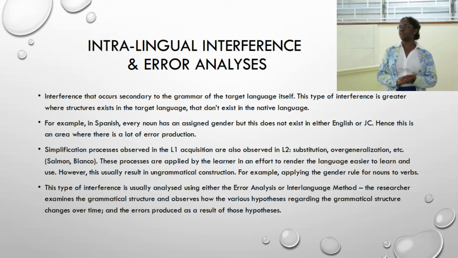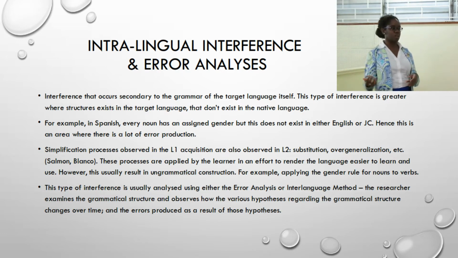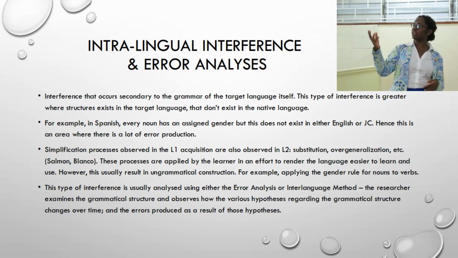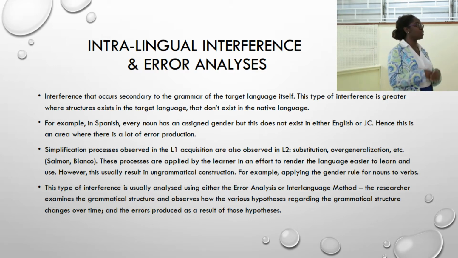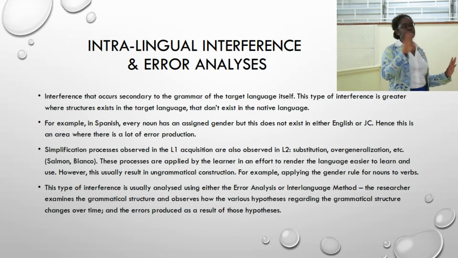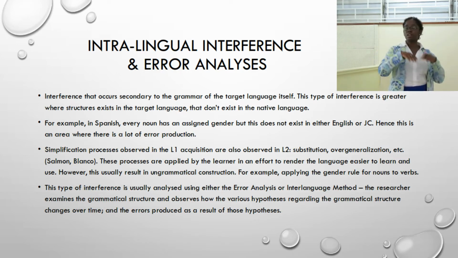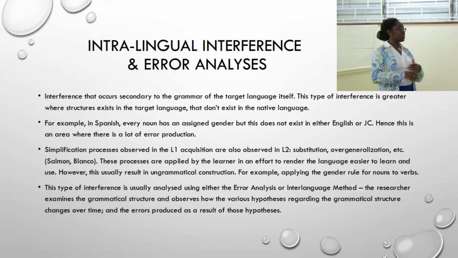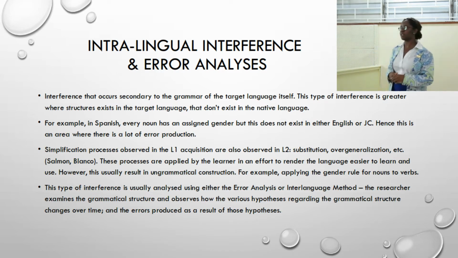So this type of interference is usually analyzed using error analysis or the interlanguage method. Basically, both of these look at the hypotheses that the learners form as they're acquiring this new language. So interlanguage is that intergrammar that is neither native language grammar nor target language grammar. It's the in-between phase as they're learning the second language. And there are different hypotheses that the student formulates subconsciously in the application of the rules of the grammatical structures.